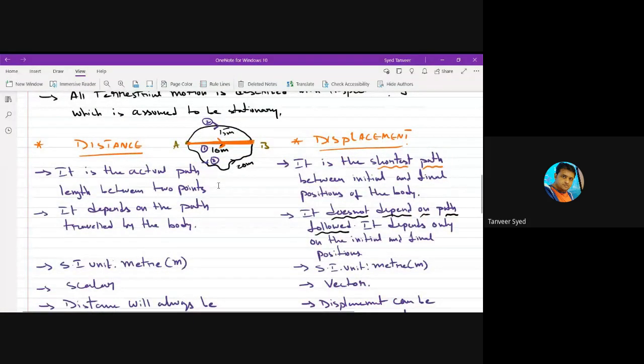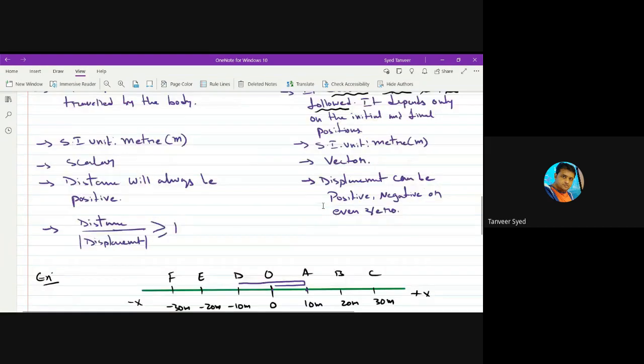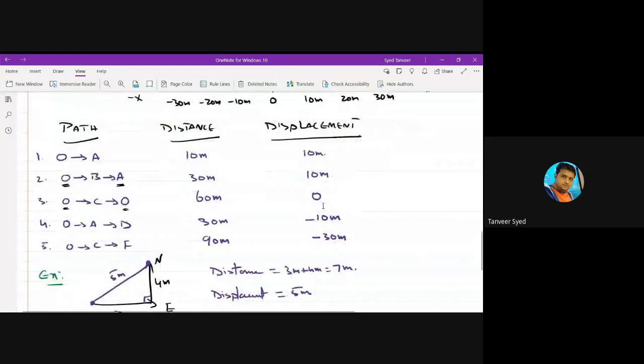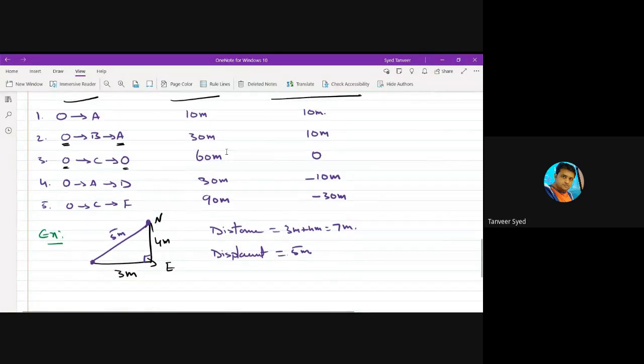Then the first two terms that we must understand to understand motion are distance and displacement. Distance is the actual path length traveled; displacement is the shortest path between the initial and final positions. Distance is a scalar, displacement is a vector. This was one example of how to calculate distance and displacement in a given situation.